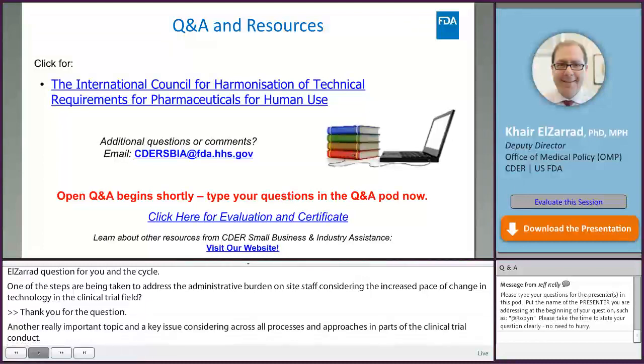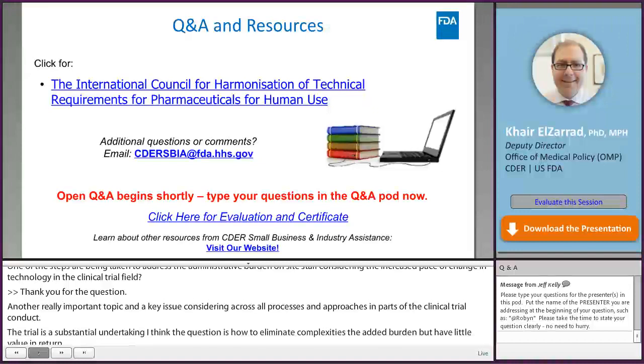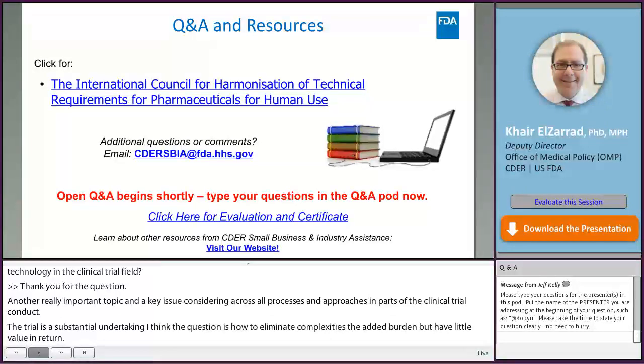I think the question is how to eliminate unnecessary complexities that add burden but have little of value in return. And how to address the needs and requirements of the specific trials, from a point of view of where to focus the efforts, where to focus the majority of the resources, if you would, in a specific area. So it's important to mention that burden should be considered across the trial life cycle, but also across stakeholders.